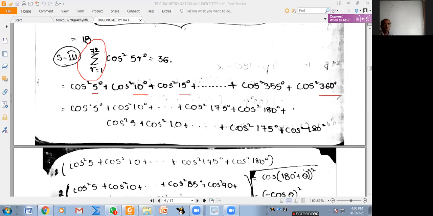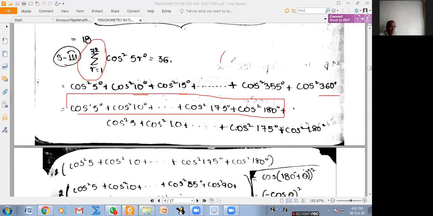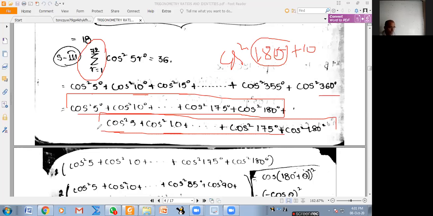So what I have done? I took 5 degrees to 180 degrees as one set, and I think some steps are missing, but it's okay. What I have done is cos square 185. I can write 180 plus 5, that will become cos square 5 degrees. 190, I can write 180 plus 10, that will become cos square 10. That's how the second 36 terms became this. So that is double of the first set only, because both the first set and the second set are the same.